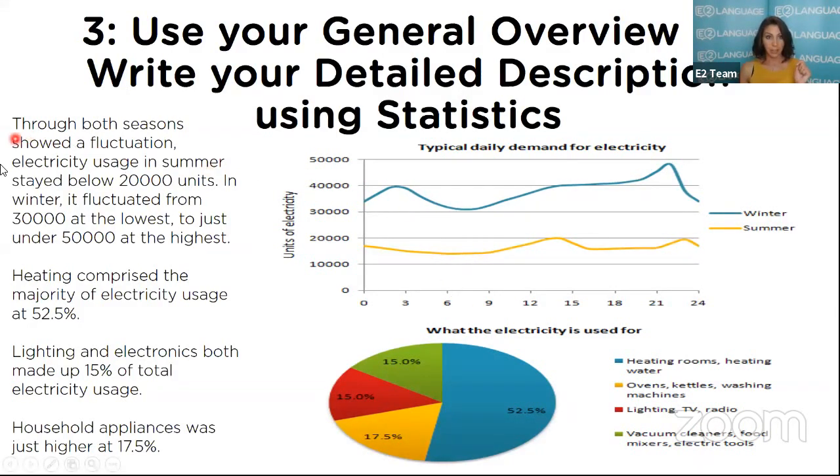So you can see here that I mentioned both seasons showed a fluctuation. Summer stayed below 2,000 units, full stop. New sentence. In winter, it fluctuated from 30,000 at the lowest to just under 50,000 at the highest. Although I've included two statistics here, I've done so in a way that it's a comparison of one idea. If you're putting summer and winter all in one sentence, it starts to lose coherence. So again, one statistic per sentence, unless you are able to write clear sentences that include more than one statistic. Otherwise, separate them into individual sentences.